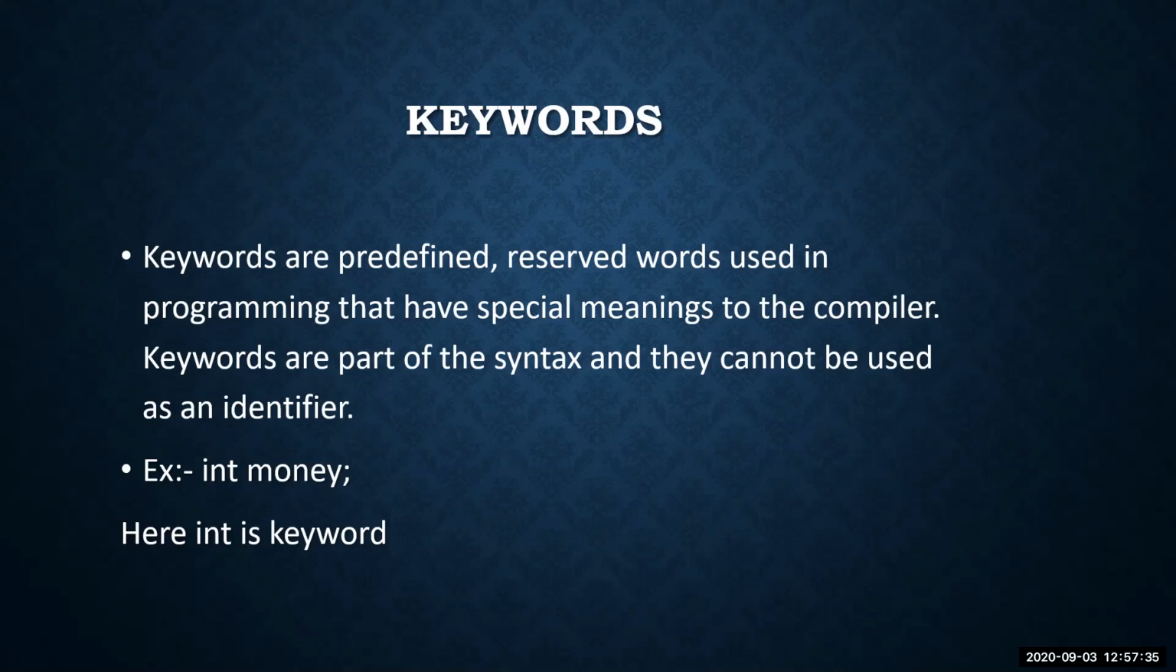First of all, what are keywords? Keywords are predefined reserved words used in programming that have special meaning to the compiler. Keywords are part of the syntax and they cannot be used as an identifier. Let's take an example. Here we use the keyword int with an identifier money. Here int is a keyword. There are various keywords in C language.